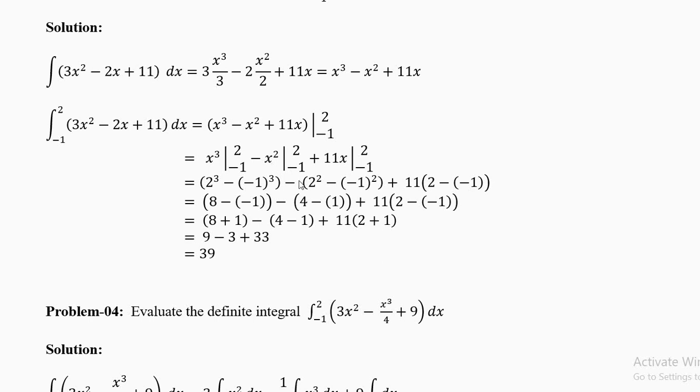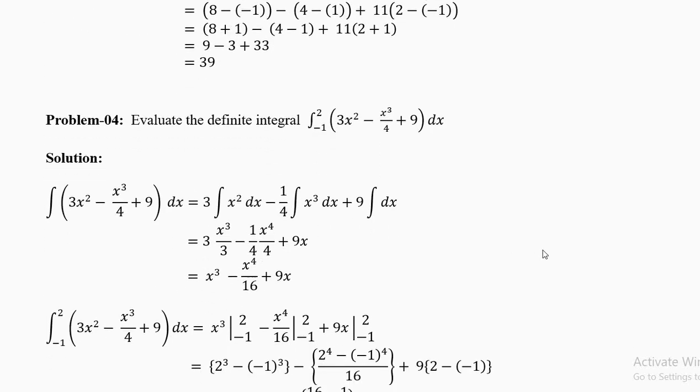Now minus x square, keep minus 1 outside. Do not write the 1 if you don't want to. If you want, you can write 1 here. 2 square minus minus 1 whole square. Minus 1 whole square is 1. 4 minus 1 is 3. And remember the minus, you will get minus 3. Now 11x, 11 is outside the bracket. 2 minus minus 1 is 2 plus 1. 11 into 3 is 33. 9 minus 3 plus 33 is 39.